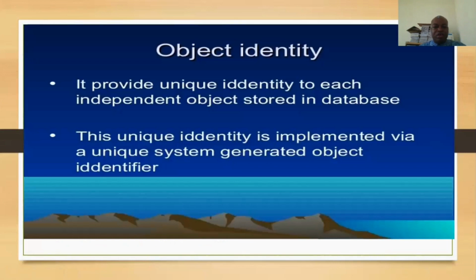Next, we will be looking at object identity. What is object identity? It provides a unique identity to each independent object stored in a database. This unique identity is implemented via a unique system-generated object identifier.